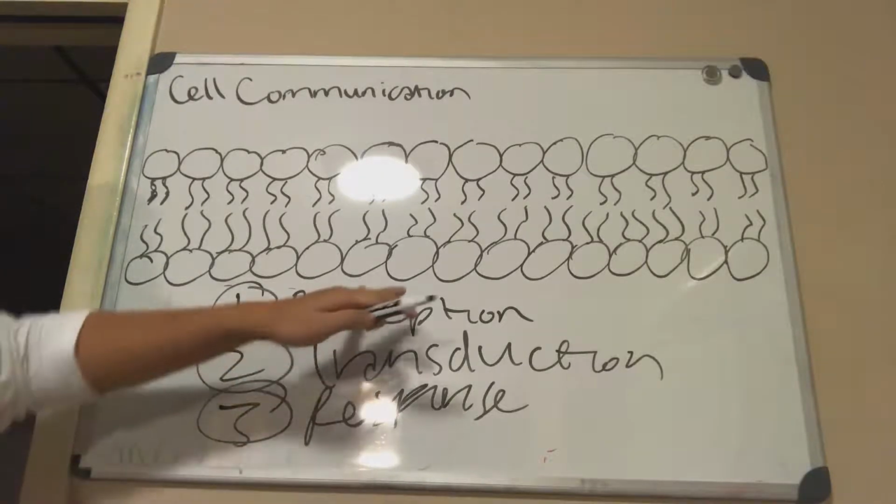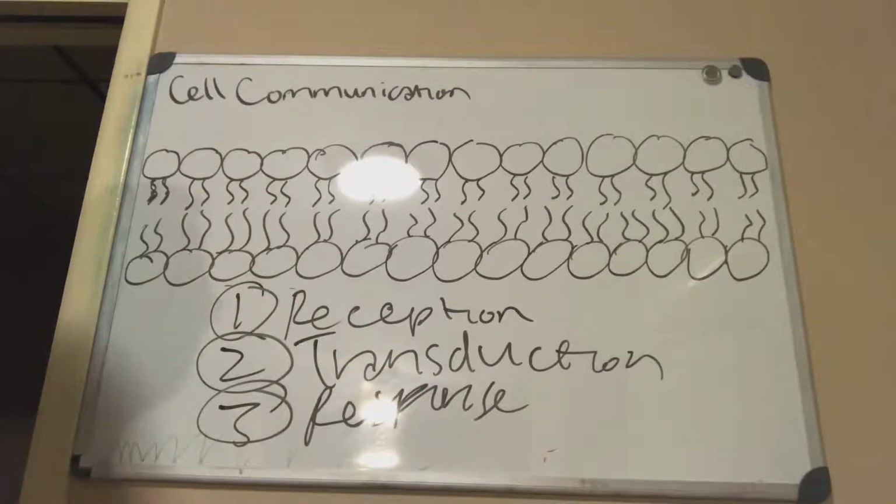So basically, reception is it receives a signal and kind of starts the whole reaction. Two, transduction is everything in between that leads up to the cellular response, and three is the actual result of the signal transduction and all that. Now that we know the basics of cell communications, let's move on to the pathways.